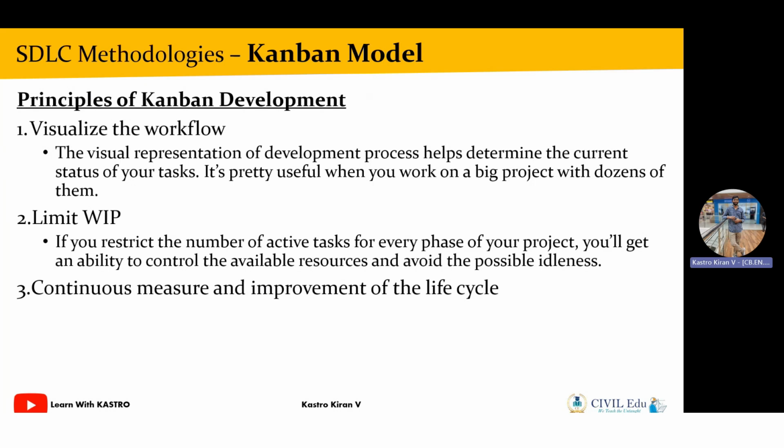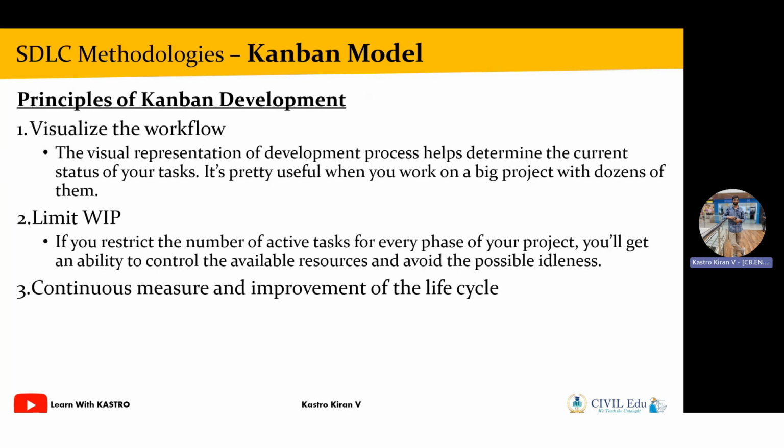That's called limiting the work in progress. Instead of taking all the work at a time, you are going to limit the work that you need to do on an immediate basis or on a regular basis. And the next one is continuous measure and improvement of the life cycle.